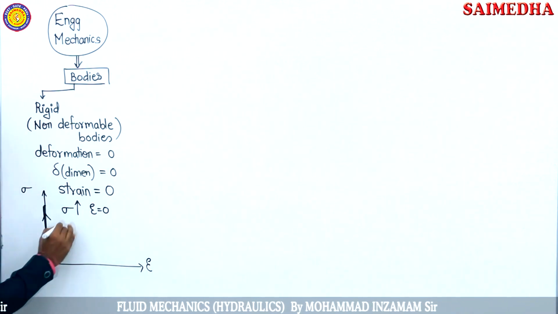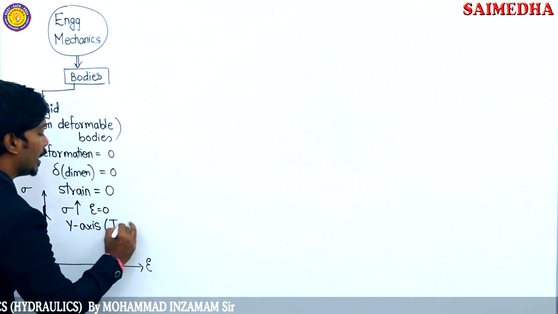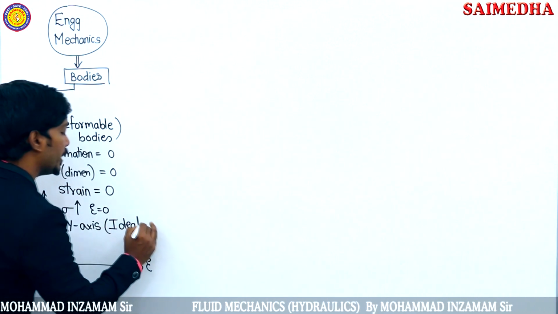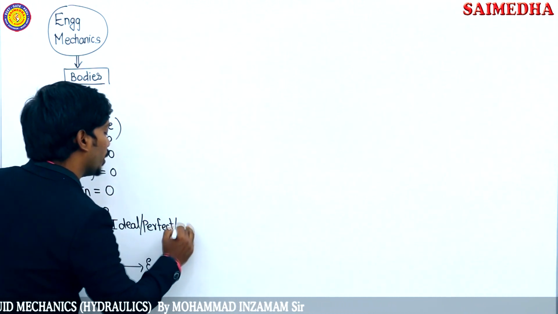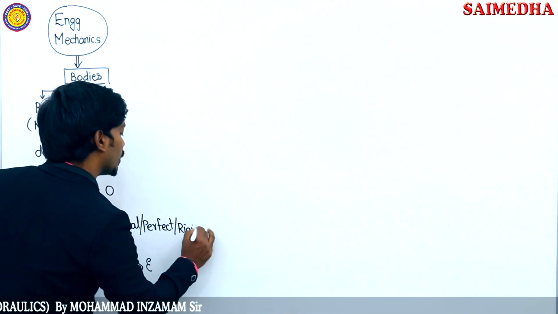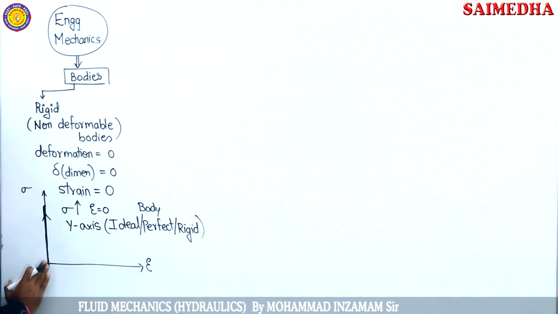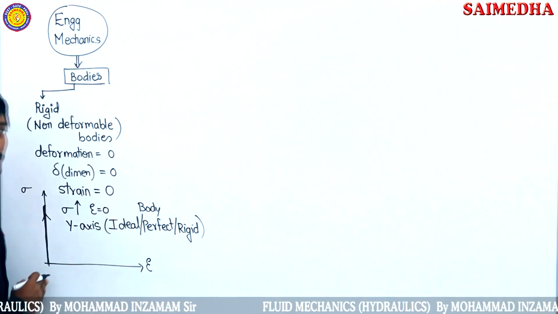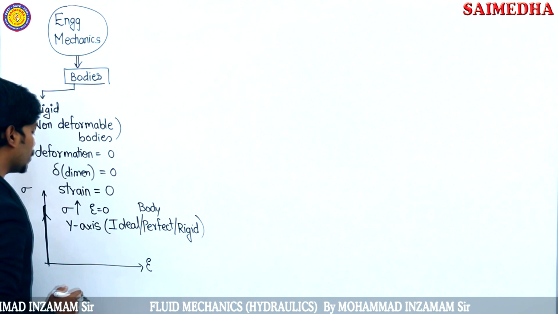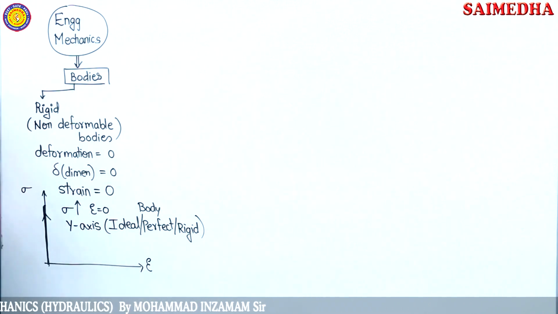This Y axis is representing which body, guys? Ideal body. What is the meaning of ideal body? Ideal body, perfect body, or rigid body, all are what? Same. Rigid bodies. Rigid body, guys. Stress goes on increasing, but strain value is equal to what? 0. That body is called which body? Ideal body, perfect body, or rigid bodies.